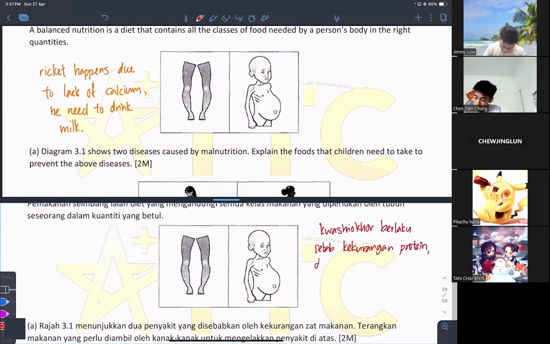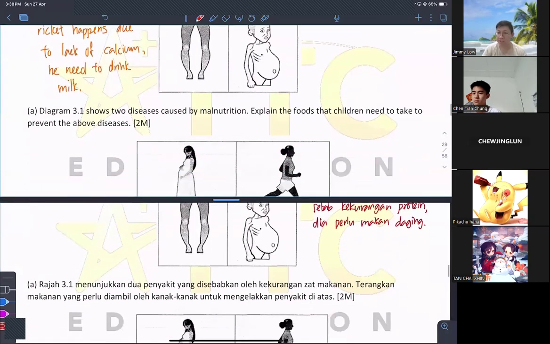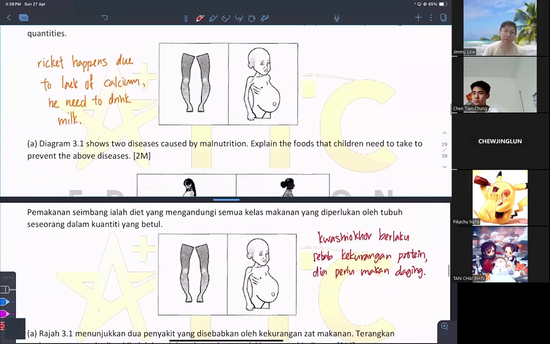Okay, dia perlu makan daging. Okay, makan ayam, makan daging, makan lembu also can. But make sure you don't makan the bad word. I mean, don't challenge the teacher. If you write the B stuff, right, GG already. Okay, so 2 marks is given. You can see how to answer these things.